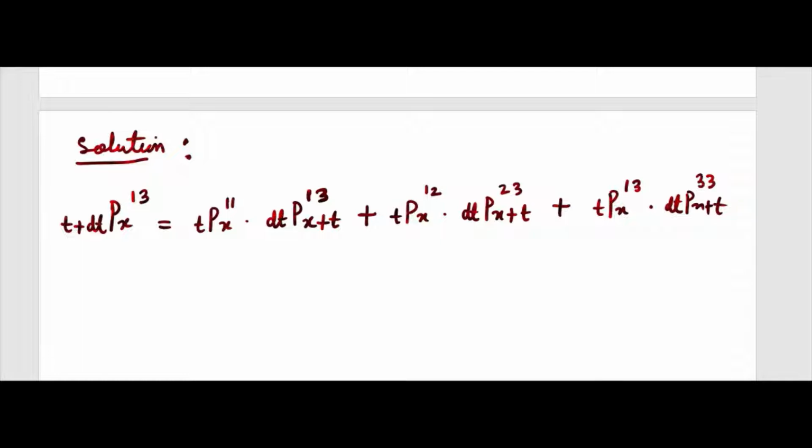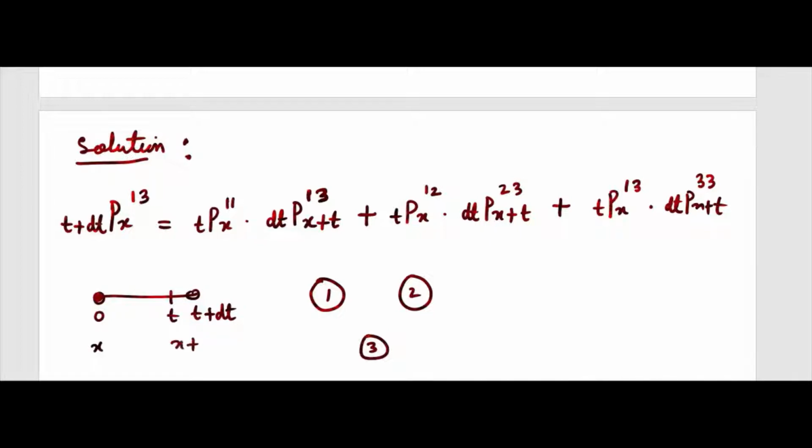So this is the first slide. We are deriving from the first principle. You see, these are the three states 1, 2, 3. The possibilities are, you have to go from 0 to t plus dt. This is t, this is t plus dt. If you consider 0 to t plus dt here, according to age x, it is x plus t plus dt.